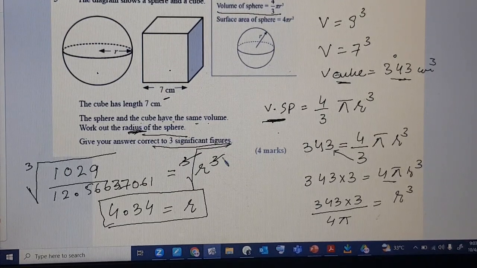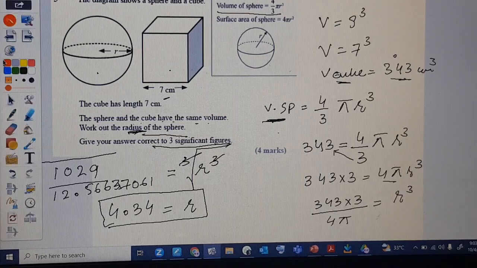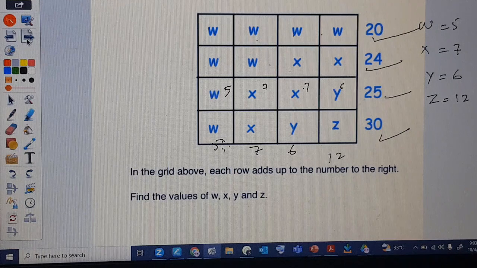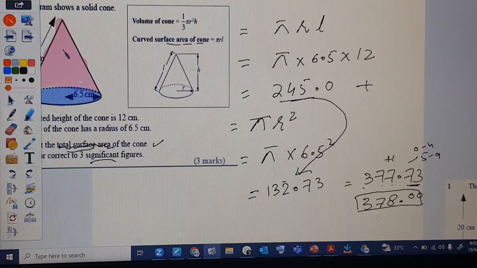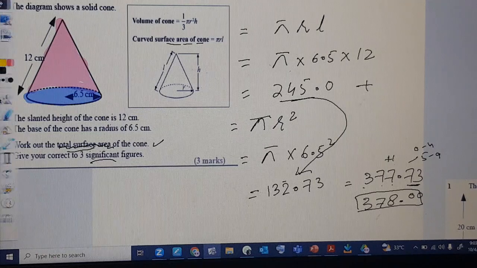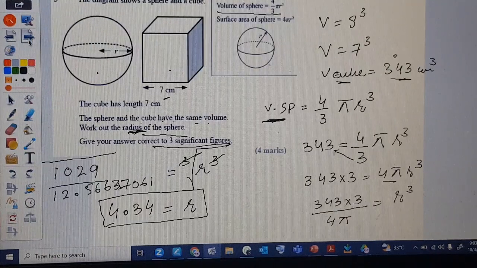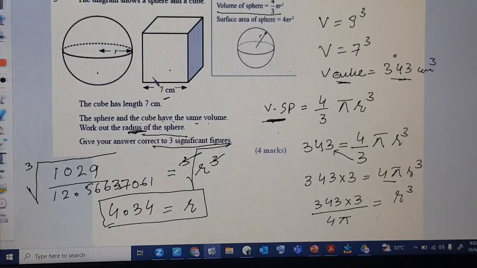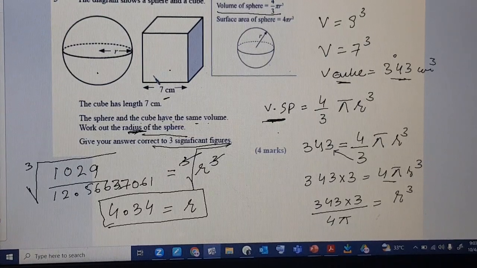So that will be all for now. We discussed 3 questions. In the first question, the height was given, right? Second question, slant height was given and surface area was required to be calculated. So we calculated total surface area, the surface area for the curved surface and for the circle at the bottom. In the next shape, we did the sphere, and since they have given me the volume of the cube, we used that volume to calculate the radius of the sphere. That will be all for now.